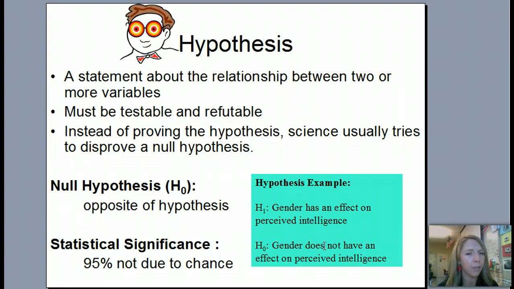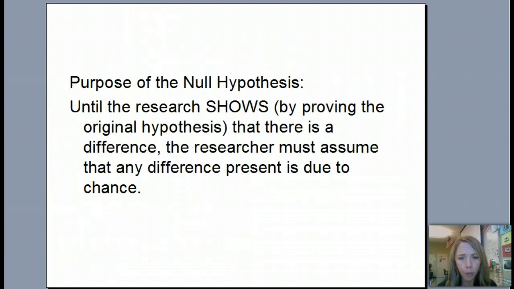That sounds really silly to have a null hypothesis, but we're going to look at some types of errors that occur and why it's important to know that. This is kind of like a you are innocent until proven guilty type of thing with research. When I'm doing a scientific study, until I prove my original hypothesis, I have to assume that the null hypothesis is true. Okay, so until the research shows that there is a difference, the researcher must assume that any difference is due to chance. So I'm assuming my null hypothesis is true until I can prove otherwise.